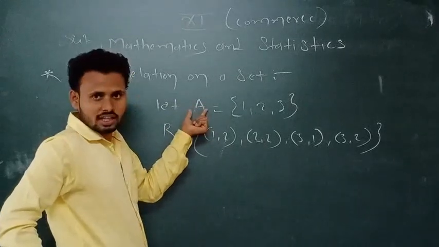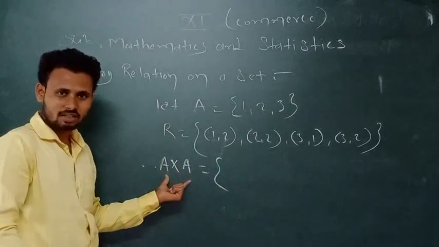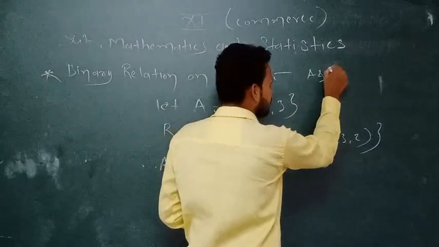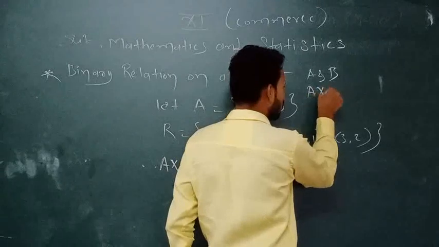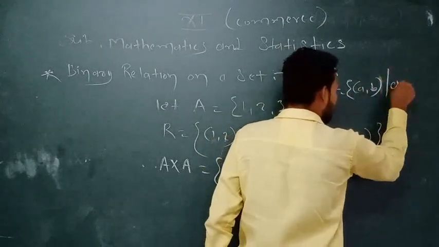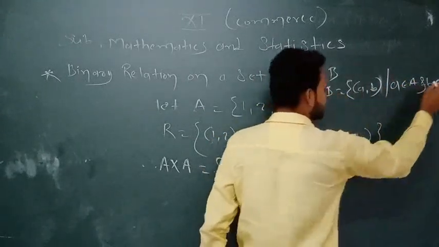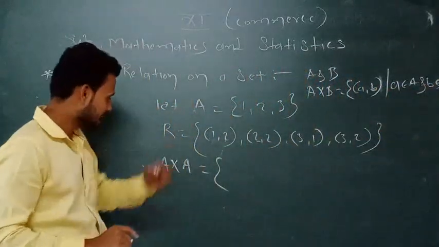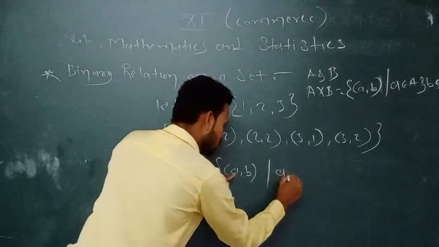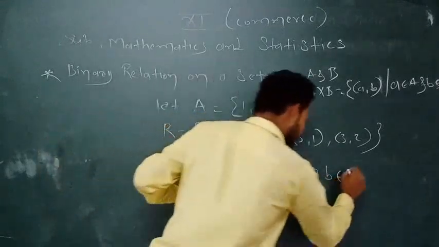Therefore first we have to find A cross A. A cross A means the Cartesian product of two sets, but here the set is the same, A and A. We know that if A and B are any two non-empty sets, then the Cartesian product of A and B is the set containing all ordered pairs (a, b), such that the first component a belongs to the first set A and the second component b belongs to the second set B. Here the second set is also A.